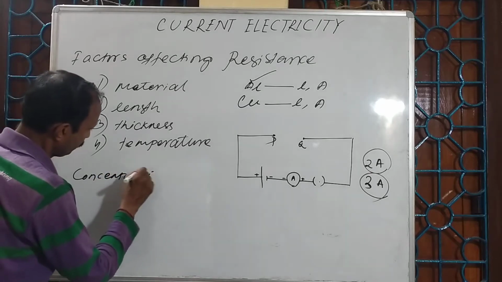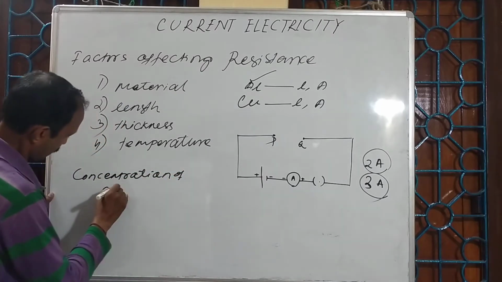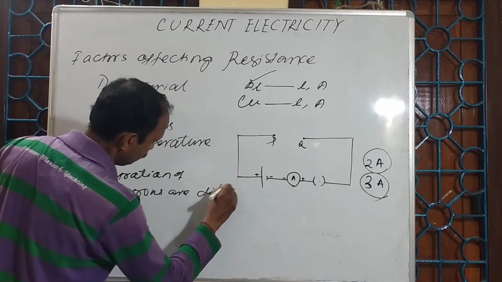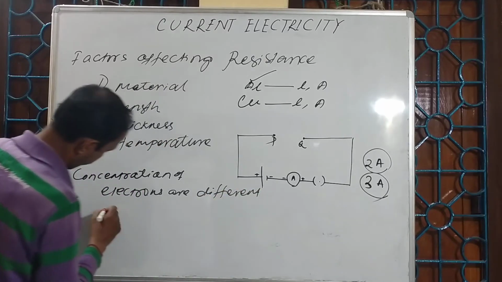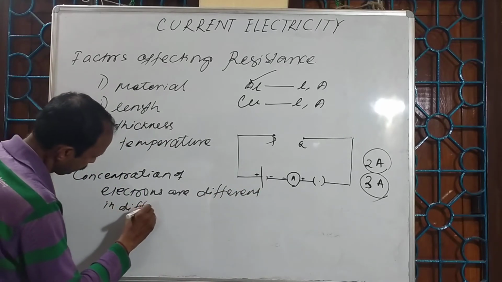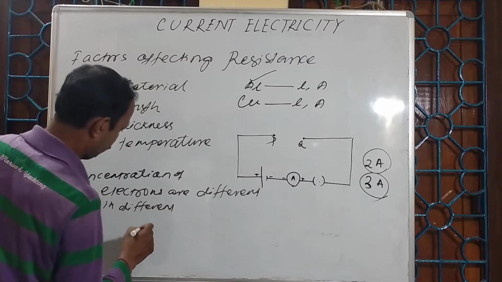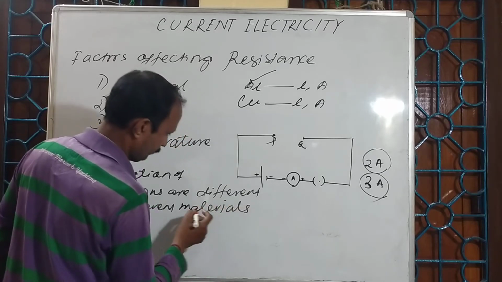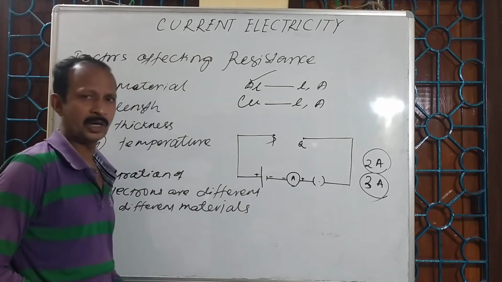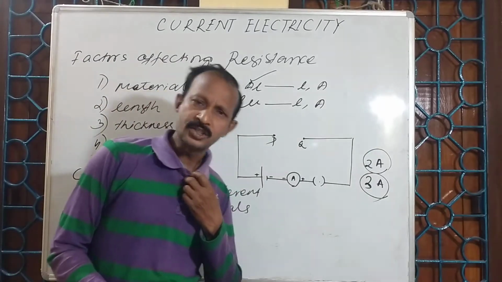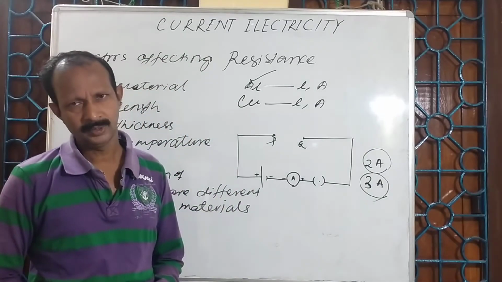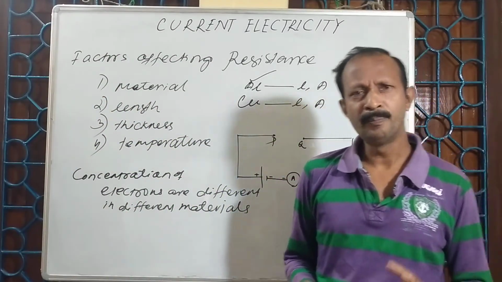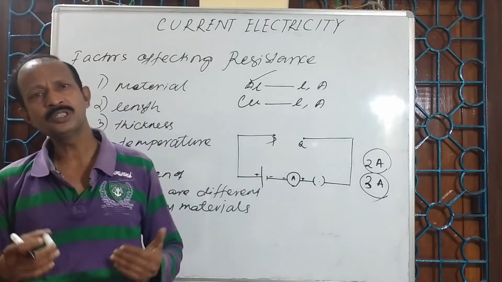Concentration of electrons is different in different materials. That means the number of electrons per unit volume is different for different materials. If the number of electrons changes, definitely the number of collisions will also change.